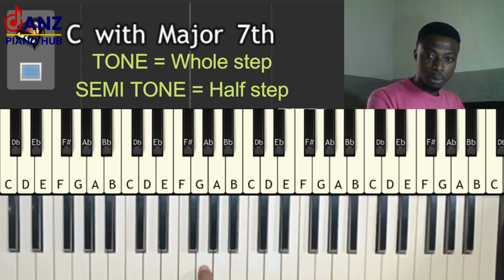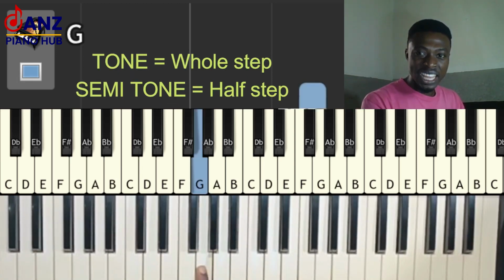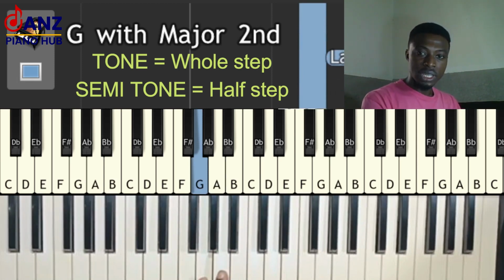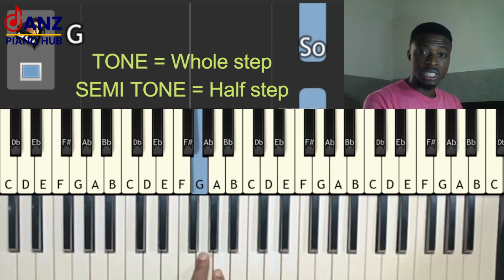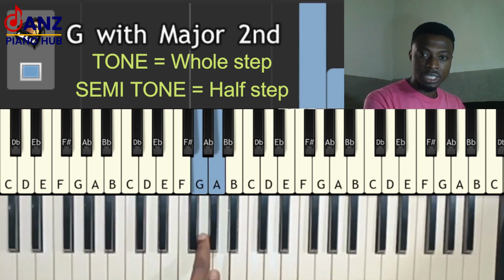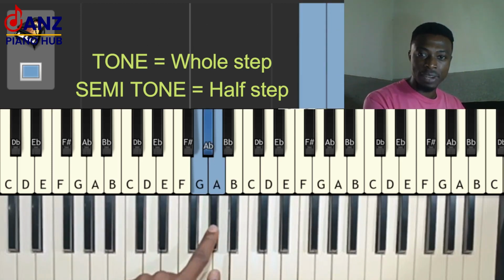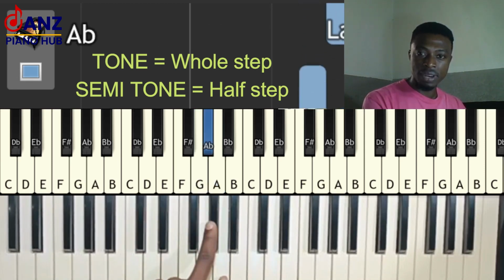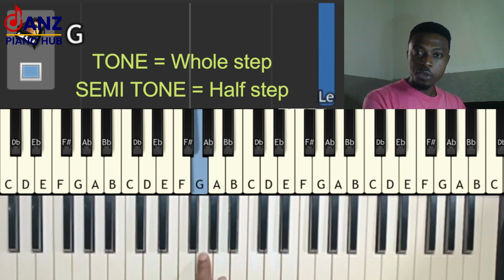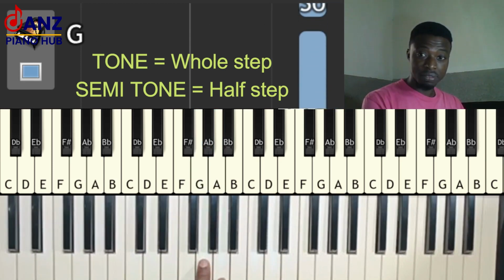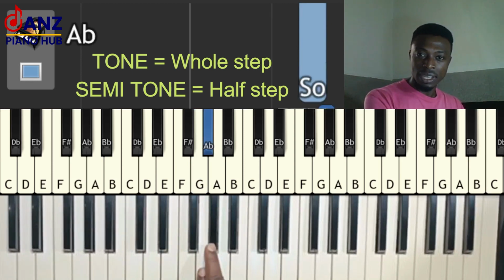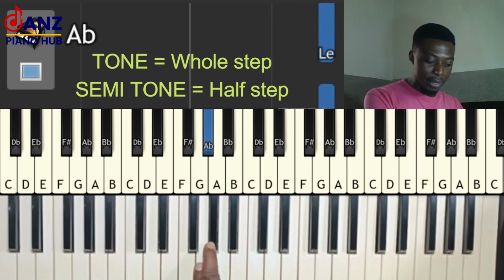For example, if I'm on G, what is the immediate note from G upward? The immediate note from G upward is not A. If you notice, when you look at it, you have A flat before A. Look at it. G, A flat, before A. So if you are taking immediate, we have G. Immediate now will be A flat. After A flat, immediate from A flat will be A.